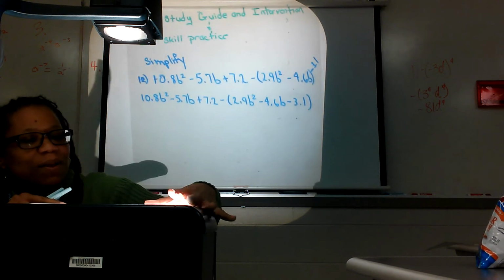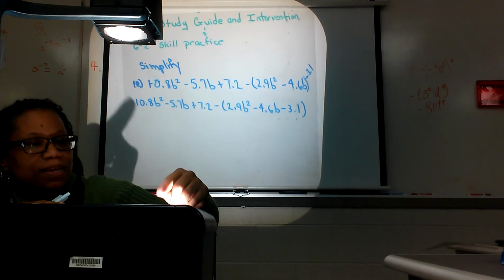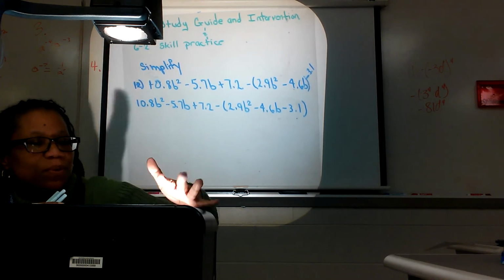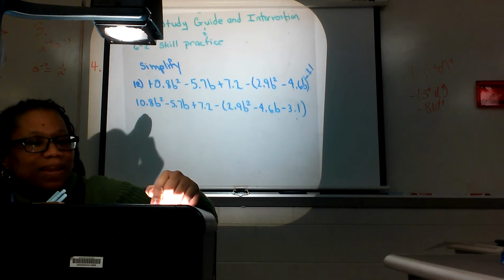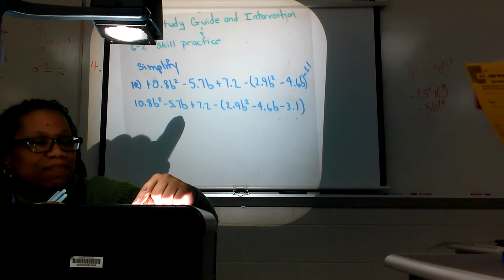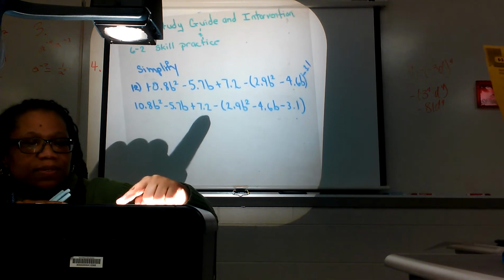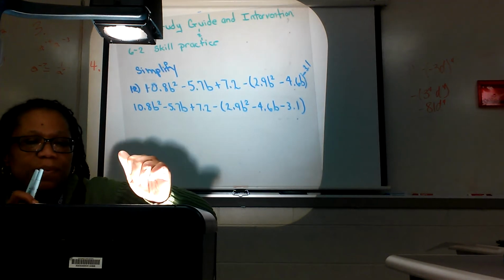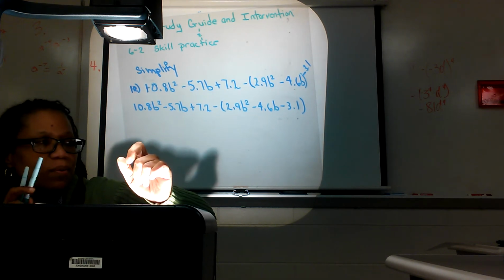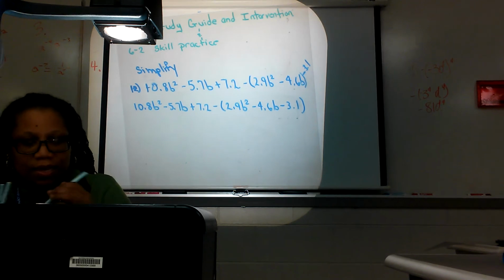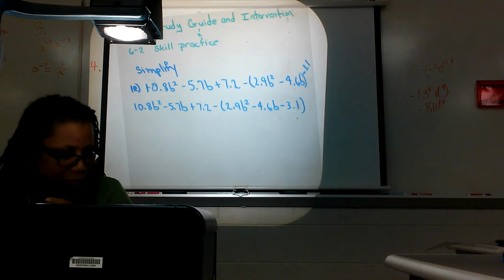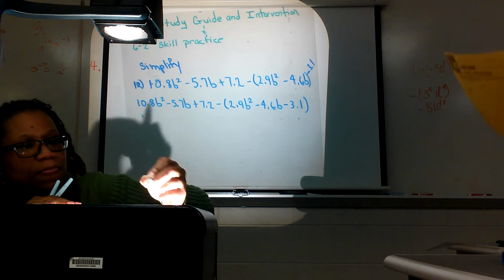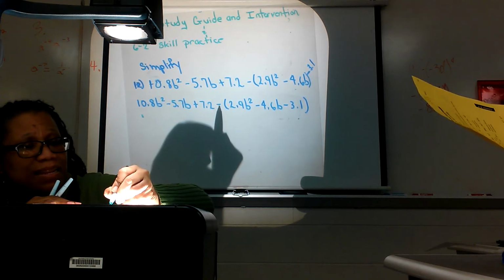Okay, we're going to do this first problem. It's number 12 on your study guide sheet, correct? Yes. All right, so we're going to simplify 10.8b squared minus 5.7b plus 7.2 minus the quantity of 2.9b squared minus 4.6b minus 3.1. The first thing we're going to do is take care of our parentheses by doing what? Dropping them. How are we going to do that? We're going to multiply everything through with this negative.